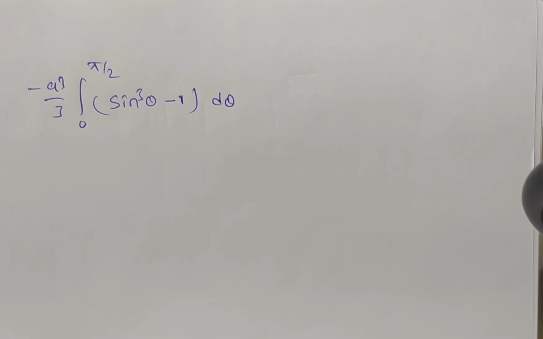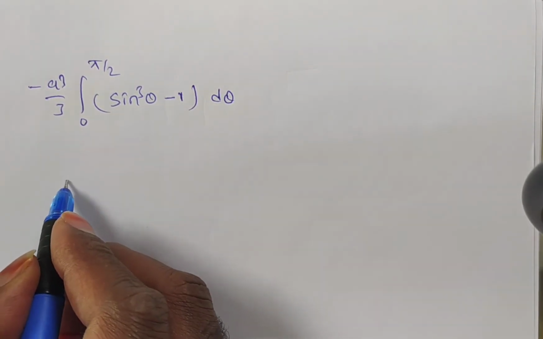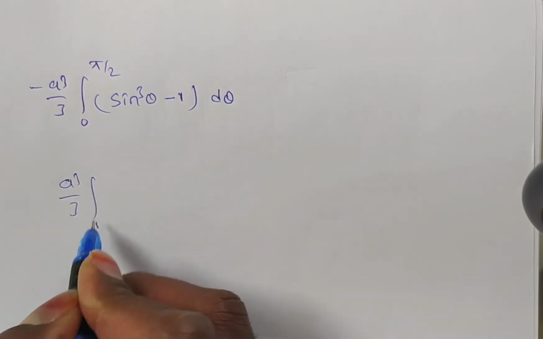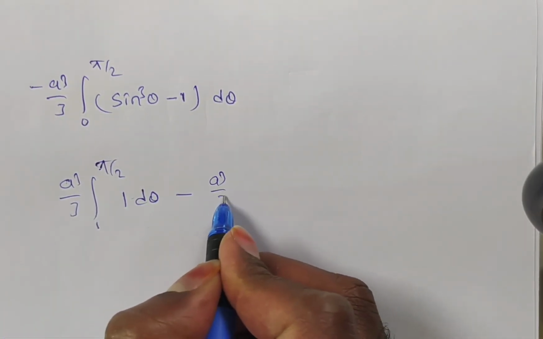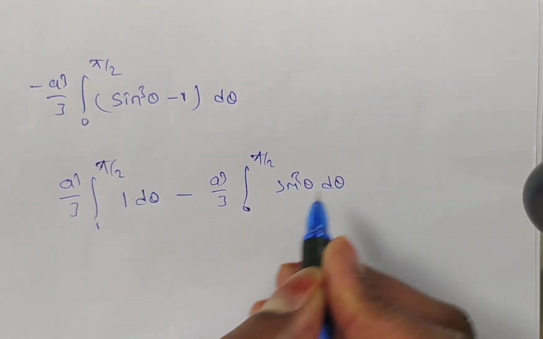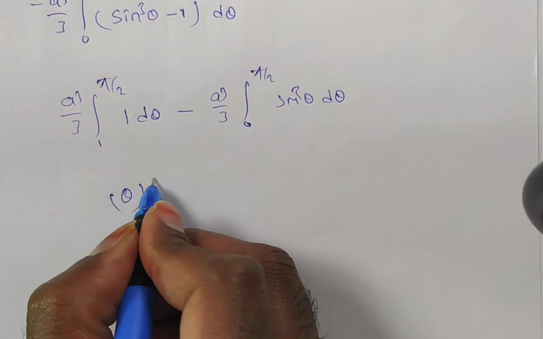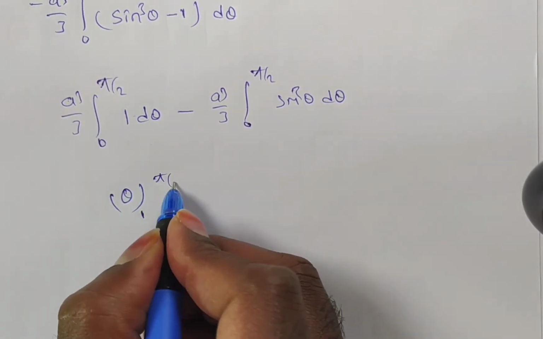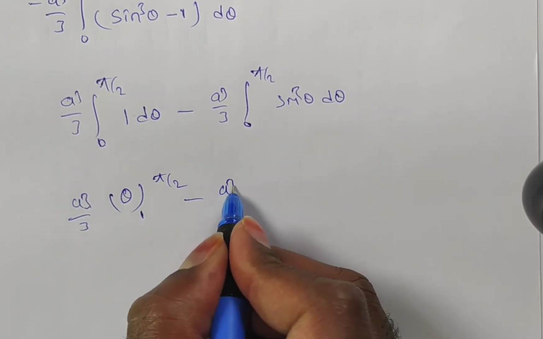Now you can separate this one. If I multiply the minus inside, then I will have a cube by 3 integral 0 to pi by 2 of 1 d theta, minus a cube by 3 integral 0 to pi by 2 of sin cube theta d theta. So the integration of 1 with respect to theta is theta, with limits from 0 to pi by 2. This is a cube by 3, and here I have minus a cube by 3.